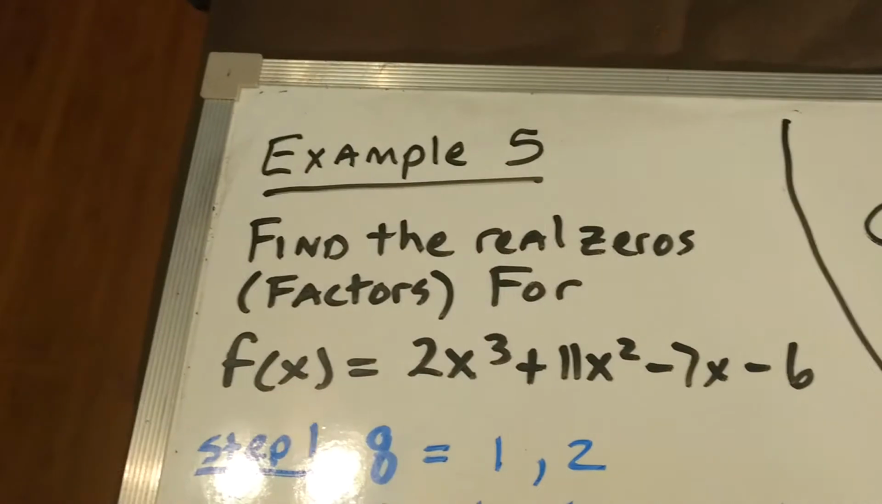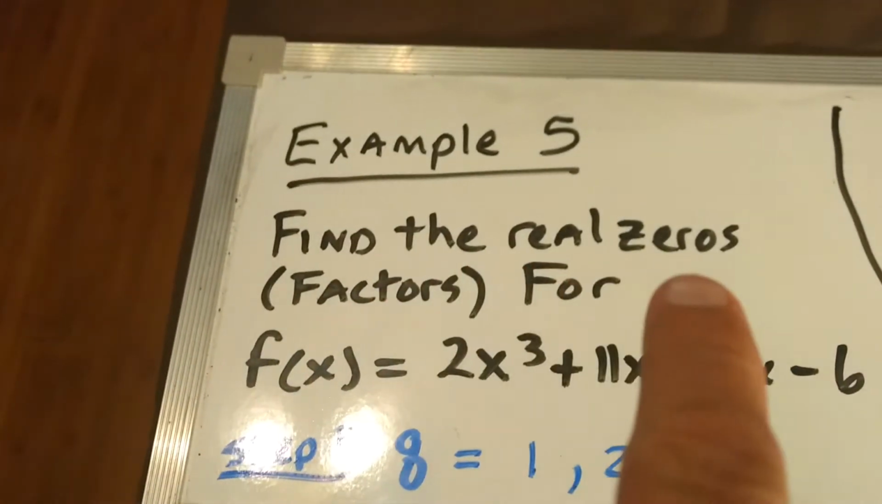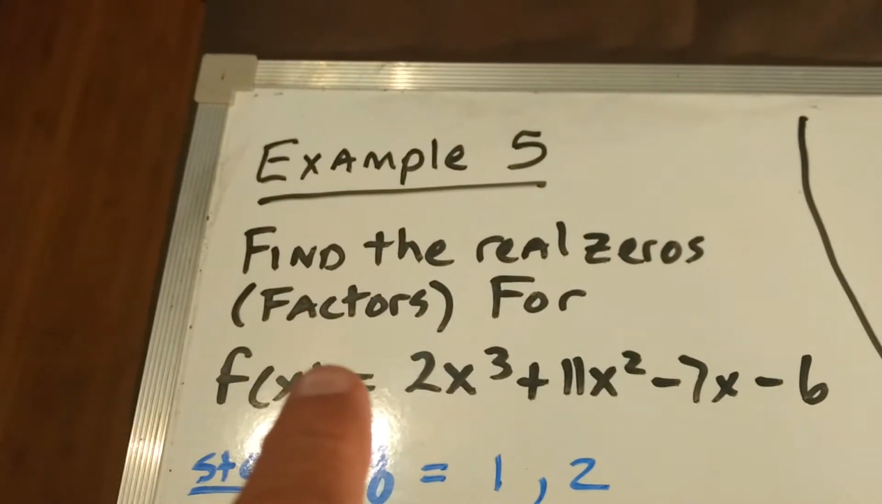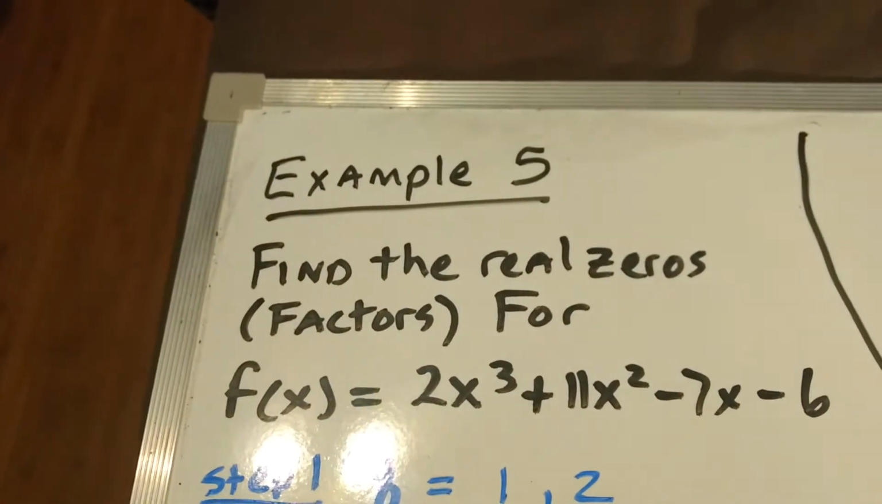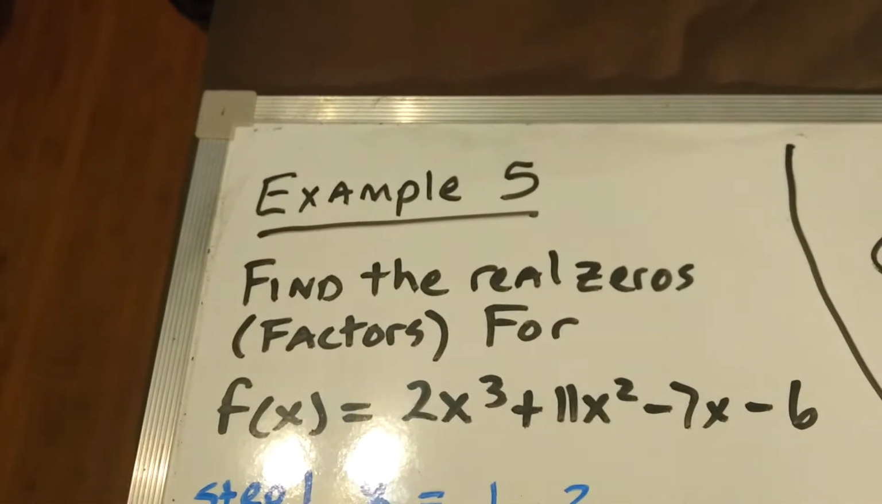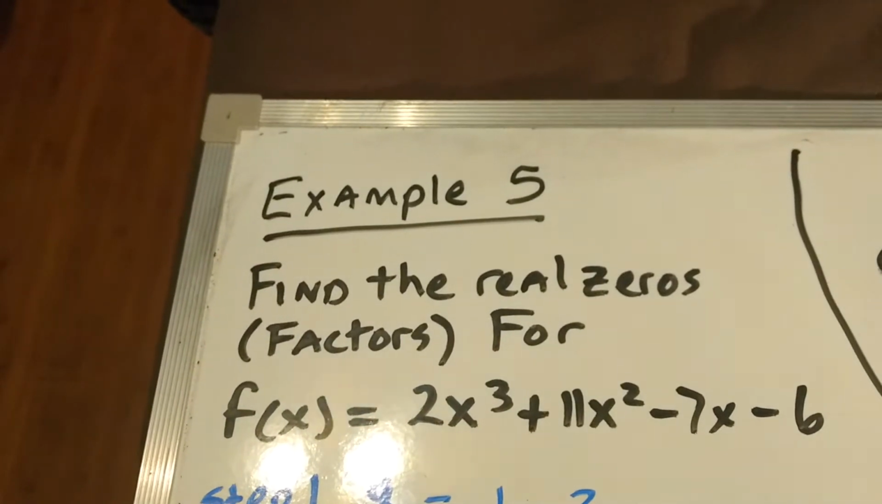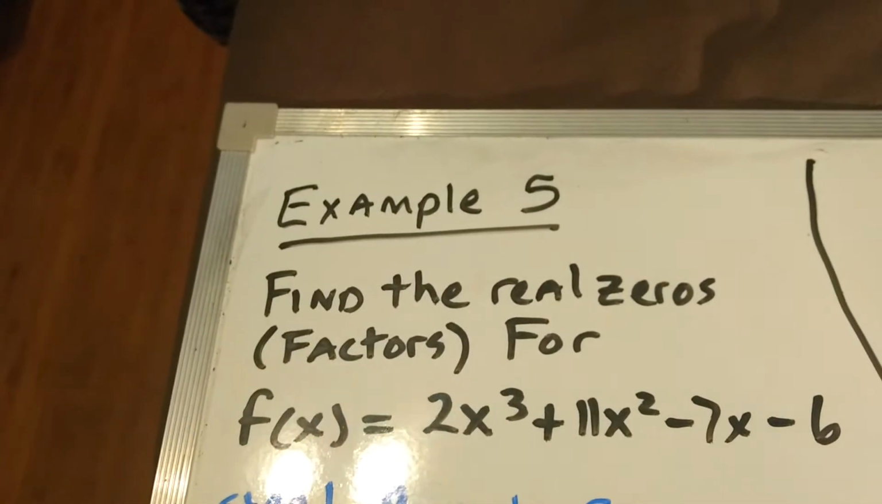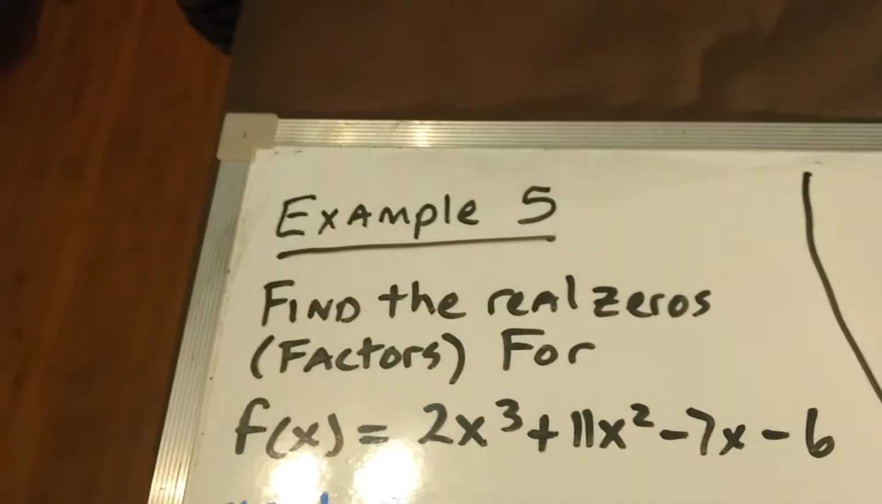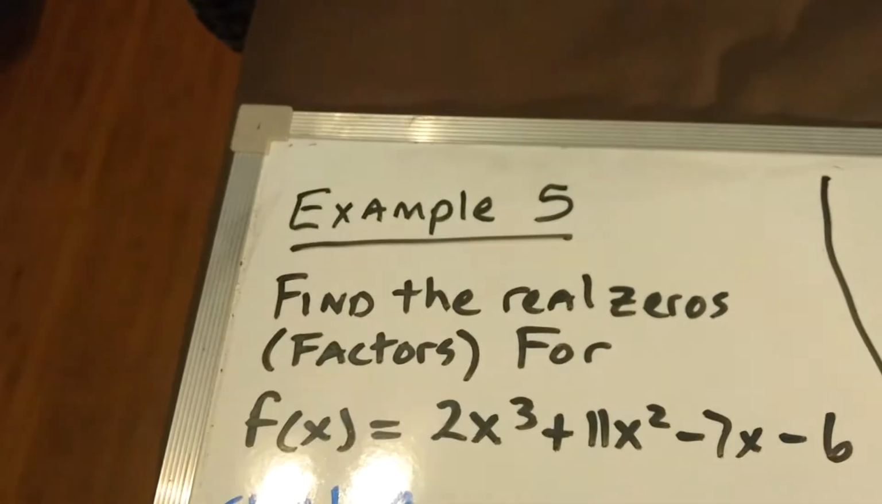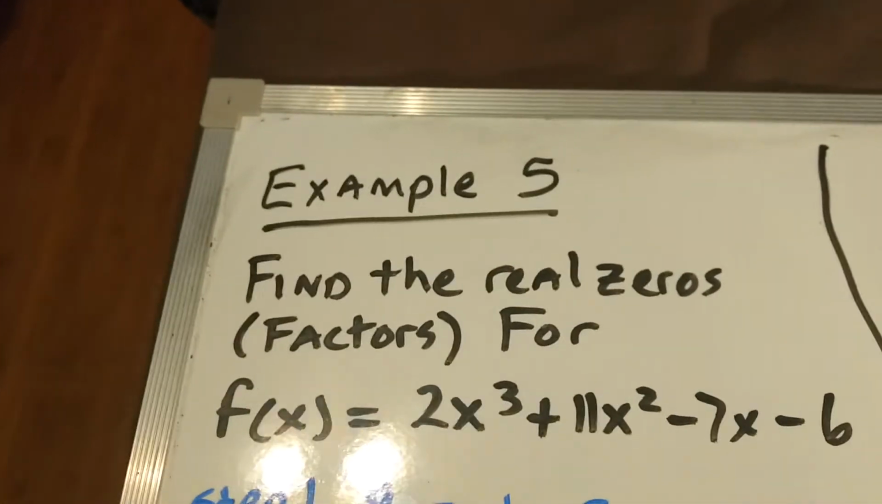And remember that when it says find the real zeros, it's really saying find the factors. Because if I have something like x equals 2, that's my 0. 2 is my 0 because x equals 2. If I subtract that over, I get x minus 2, which is my factor. So zeros and factors are the same thing, just in different form.